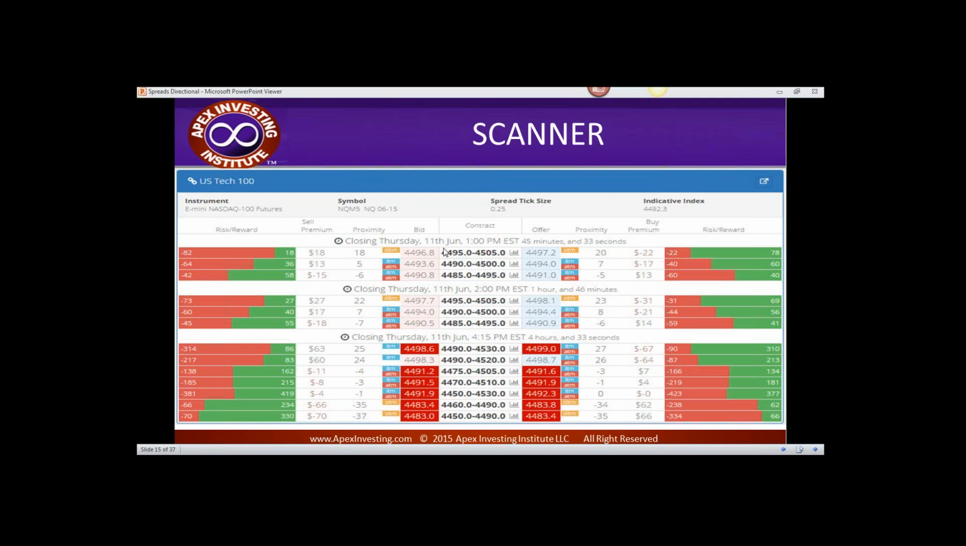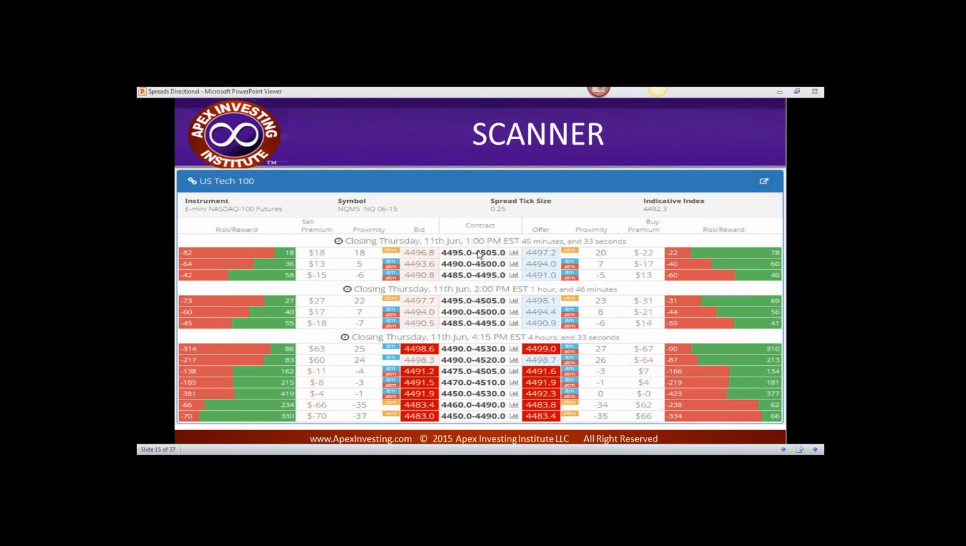These are closing at 1 p.m. These are closing at 2 p.m. These are closing at 4:15. So remember how I showed you on the platform, we had to go through 6 to 8 and 6 to 11, go back and forth, and which ones were what? They're all right there for you.